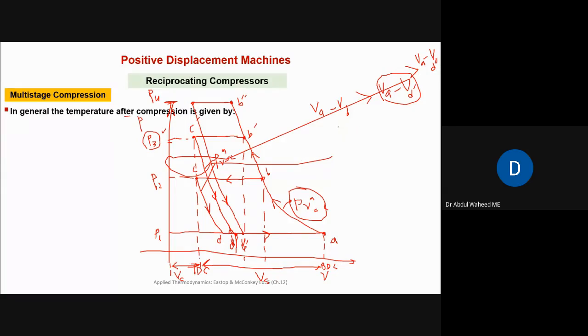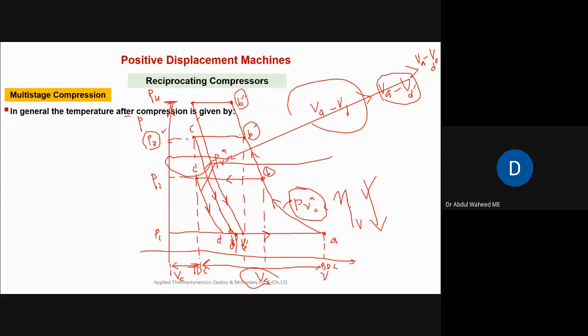So that is the reason why, if we want to use a single stage compressor for very high pressures, then the volumetric efficiency keeps on dropping. Because of the induced volume drop for the same swept volume, the volumetric efficiency keeps on dropping, right? This is a negative effect if we are using single stage compression for higher pressures, then the volumetric efficiency drops.